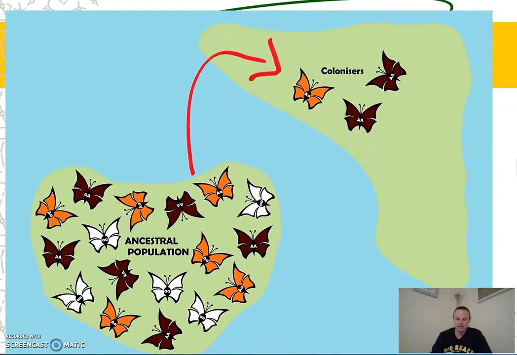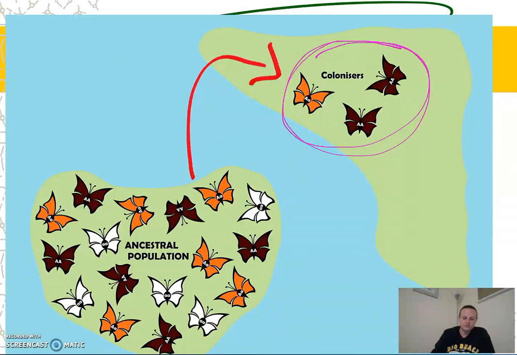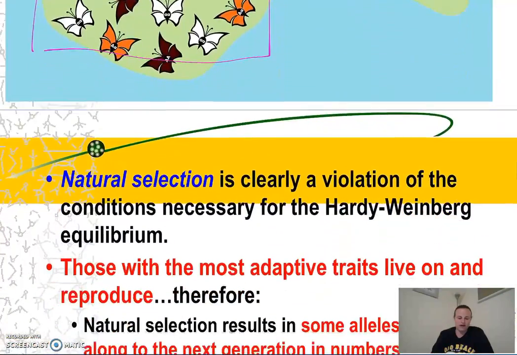So take these butterflies as an example. These new butterflies that have colonized this island, by the way, the founder effect usually happens on islands, this smaller population is not representative of the larger population found on the original island. This is an example of the founder effect.